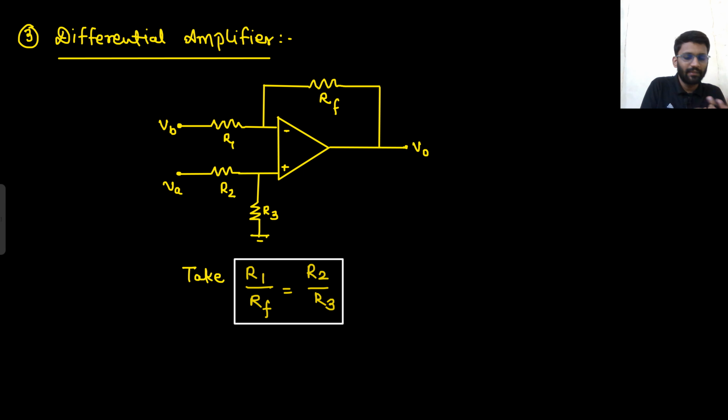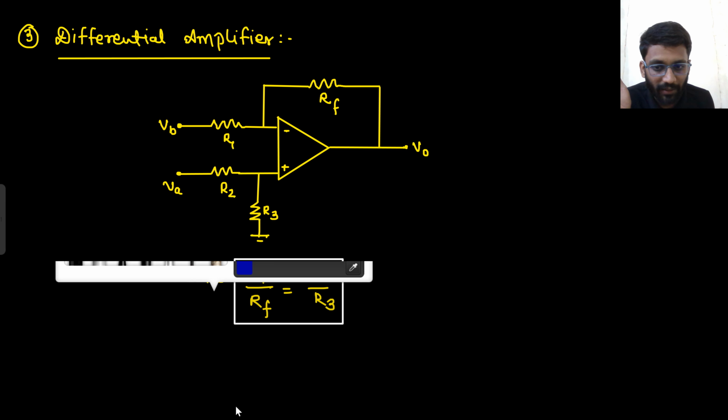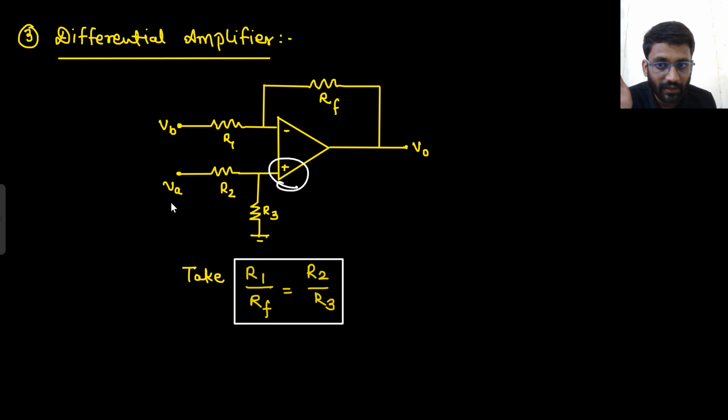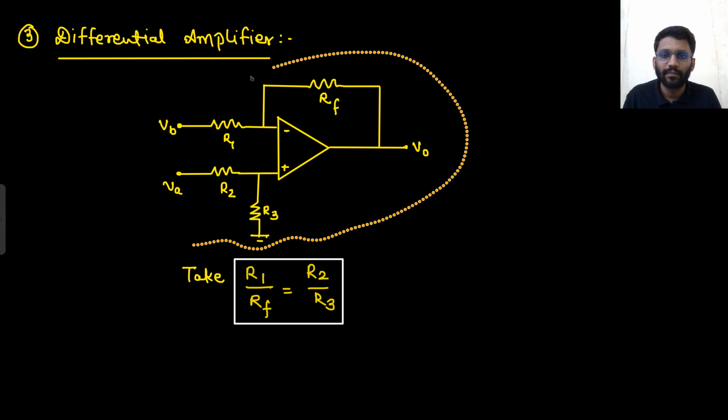So let's analyze this circuit. How will we analyze when there are inputs at both terminals, at the inverting terminal as well as the non-inverting terminal? If this is the condition, I generally prefer applying the superposition theorem. So first I will consider only VB, and then I will consider only VA, and then I will see. Okay, so I will apply the superposition theorem. Copy this circuit, and then I will apply the superposition theorem.